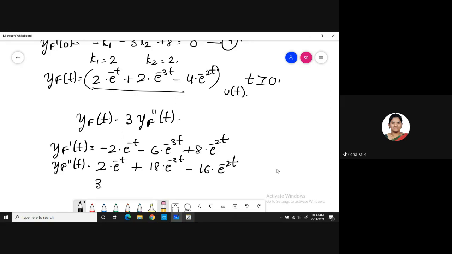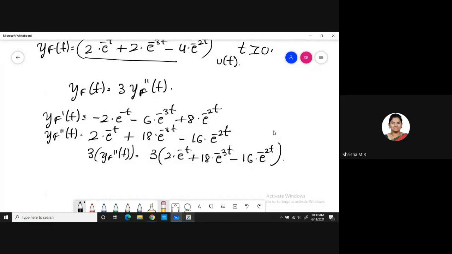So 3 times yf double dash of t will be equal to 3 into this: 2 into e power minus t plus 18 into e power minus 3t minus 16 into e power minus 2t. So that will be equal to 6 e power minus t plus, how much is that, 18 into 3? 54 e power minus 3t minus 16 times 3 is 48 into e power minus 2t. Got it?